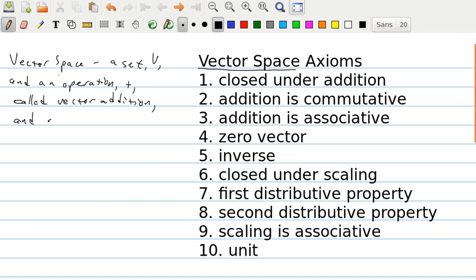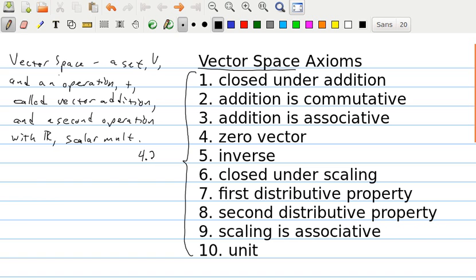And a second operation with the set of real numbers called scalar multiplication that satisfies these 10 axioms. And these are detailed in the beginning of section 4.2 of your linear algebra book. These 10 properties here.